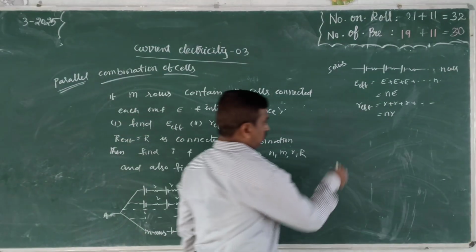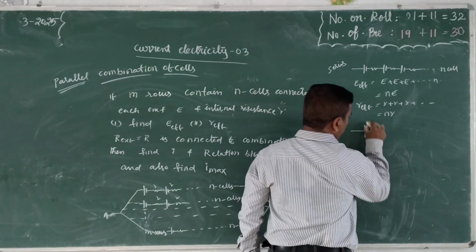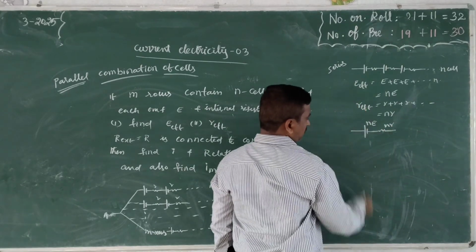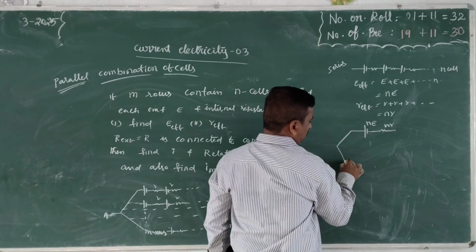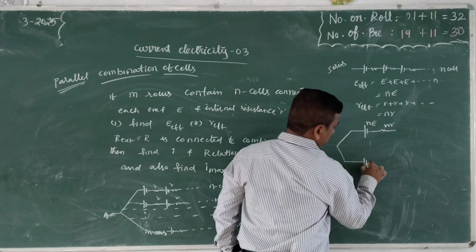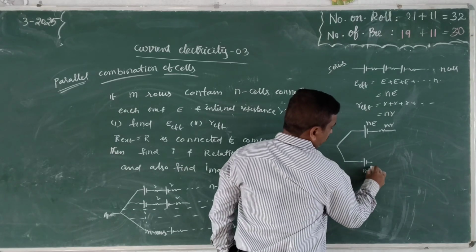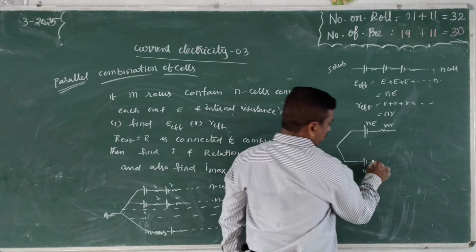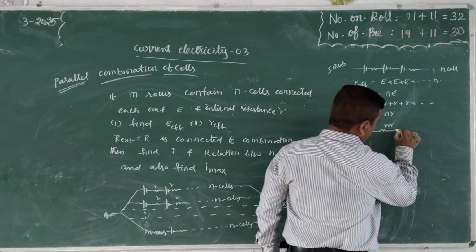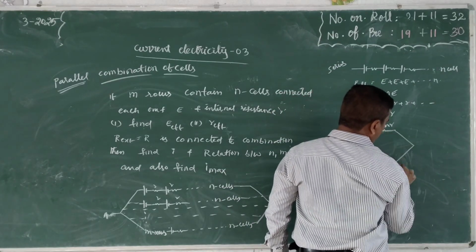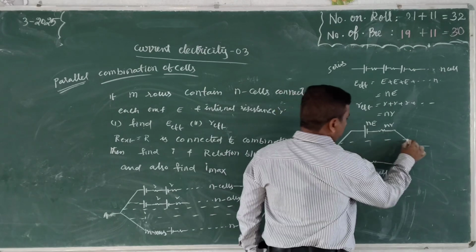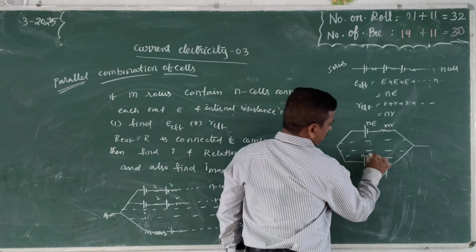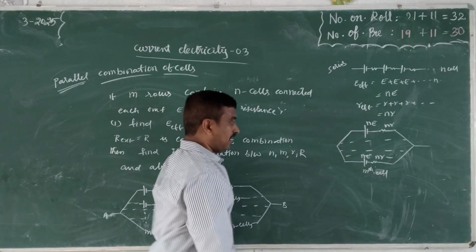See here, I draw the circuit. This is nE, and the internal resistance is nr. How many such rows are there? M rows. Sorry, not the mth cell, the mth row. This is the connection, m rows are there, and each has nE and nr. Now the parallel case.